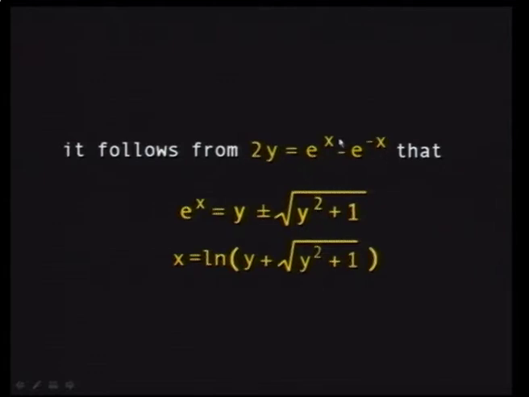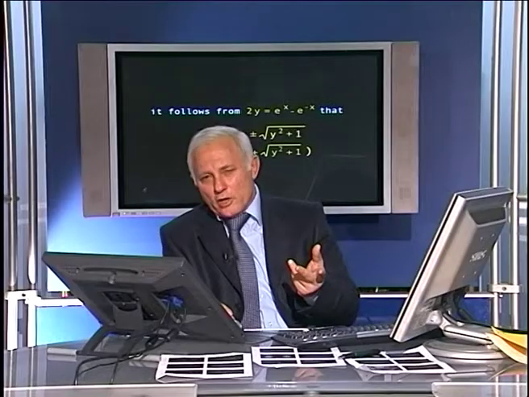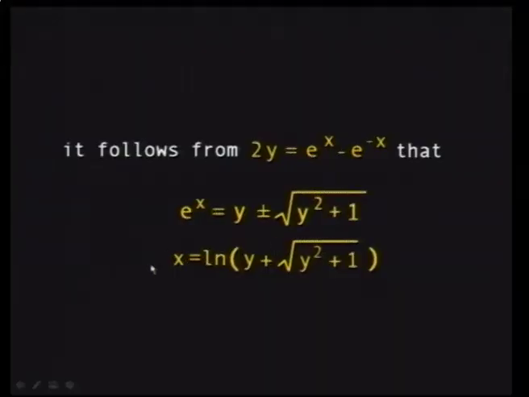This is the original function. Twice y is equal to e to the power x minus e to the power minus x. You multiply by e to the x. You get a second degree equation in e to the x, whose solution is here, and then you represent x in terms of y. And of course, this is the inverse function, the logarithmic function. Of course, you may replace x by y if you wish. But this is the inverse function of the hyperbolic function.